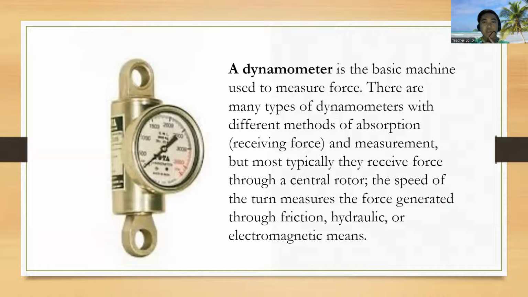There are many types of dynamometers with different methods of absorption, or receiving force, and measurement. But most typically, they receive force through a central rotor. The speed of the turn measures the force generated through friction, hydraulic or electromagnetic means.